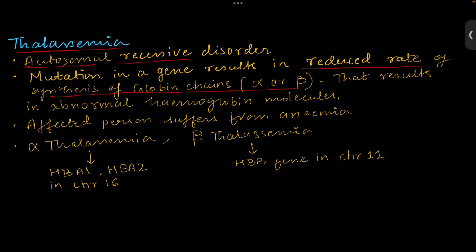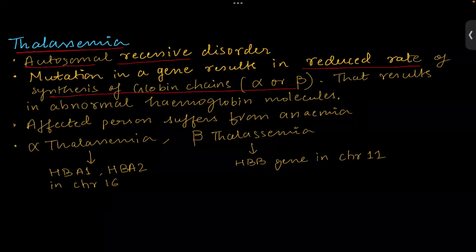As I told you, hemoglobin has 4 chains, 2 alpha chains and 2 beta chains. Now the mutation can be in the gene which encodes the alpha globin chain, or it can be in the beta globin chain. Because of this mutation, there is a smaller amount of alpha globin chains synthesized, or there can be a smaller amount of beta globin chains present, which hampers the normal functioning of the hemoglobin molecule.